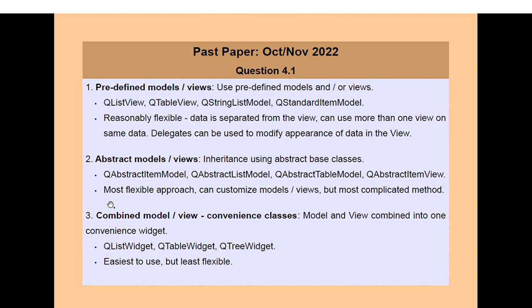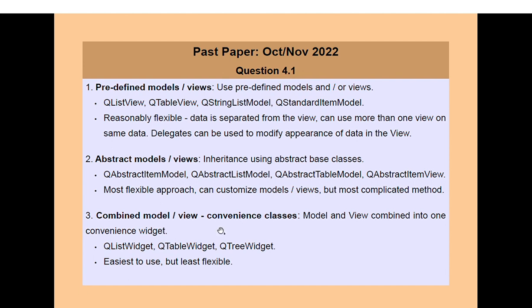Some of the reasoning would be, this is the most flexible approach because you can customize your models and views to whatever you want them to do. The downside of this, of course, is that it's by far the most complicated method. It takes quite a bit of effort to use inheritance with models and views. They're not the simplest classes around, but if you want a very flexible, customized approach, then that is what you can do.